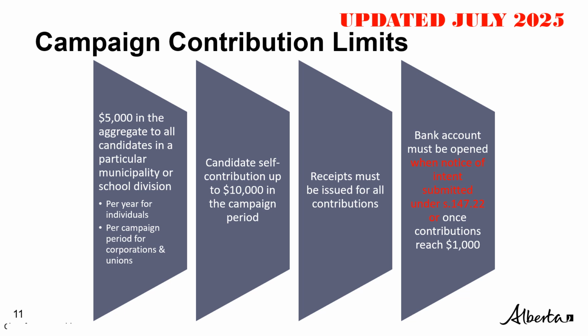A candidate must open a bank account in the name of the candidate or in the name of the campaign at the time when the notice of intent is submitted under Section 147.22, or as soon as possible after the amount of contributions from any person or persons exceeds $1,000 in the aggregate, including any money paid by the candidate out of their own funds. Money in that account must then only be used for the payment of campaign expenses.